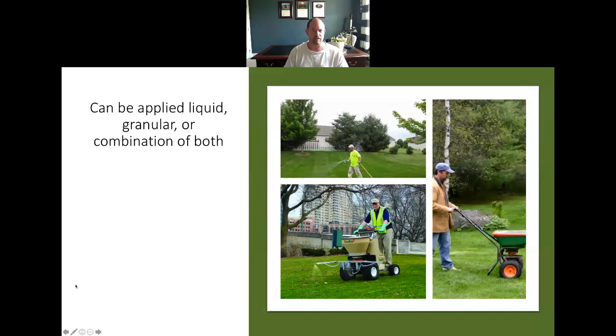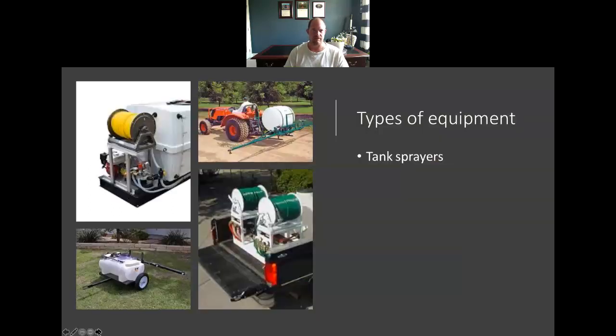When we're talking about these applications, they're usually applied one of two ways. They're either going to be liquid or granular, or a combination of both. Most commercial applicators are using a combination of both methods to deliver the products. So types of equipment, usually at the base you're going to have some sort of a tank sprayer. These can be a pull behind, they could be a skid mount, they could be something that goes in the back of a pickup truck.